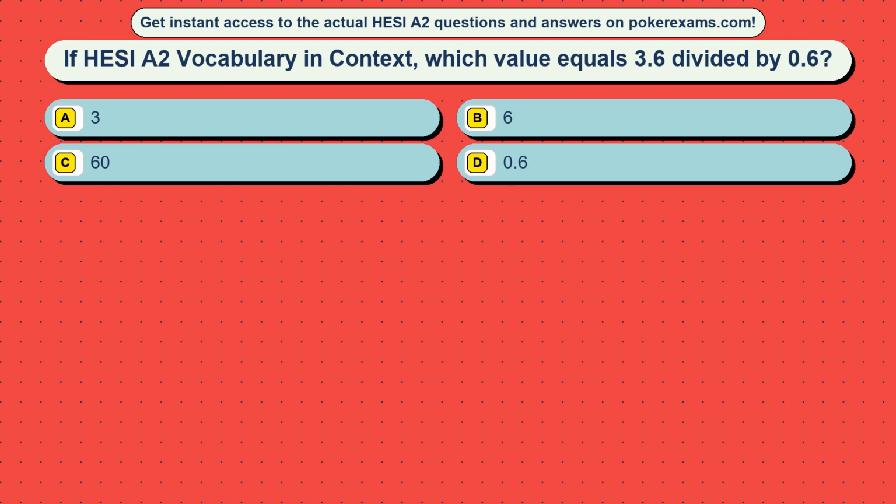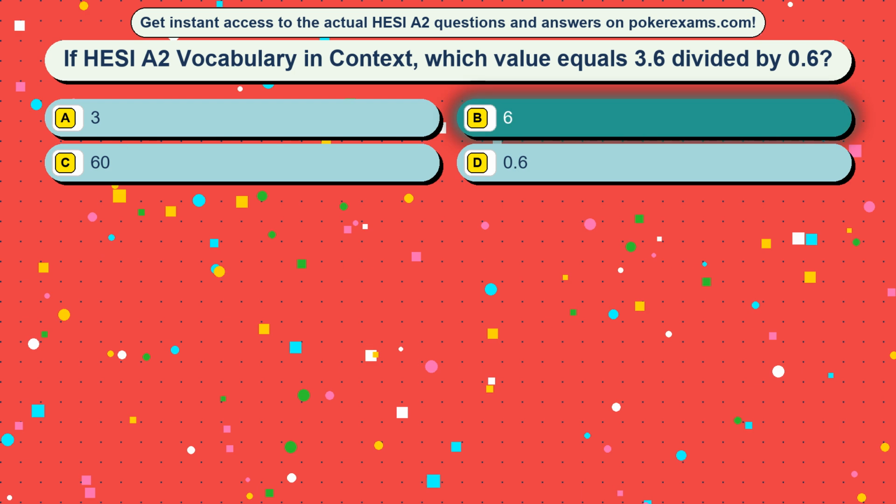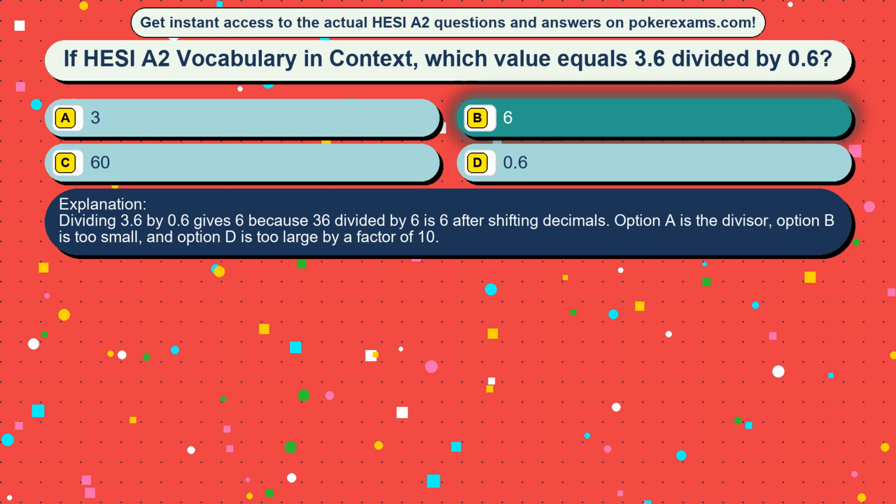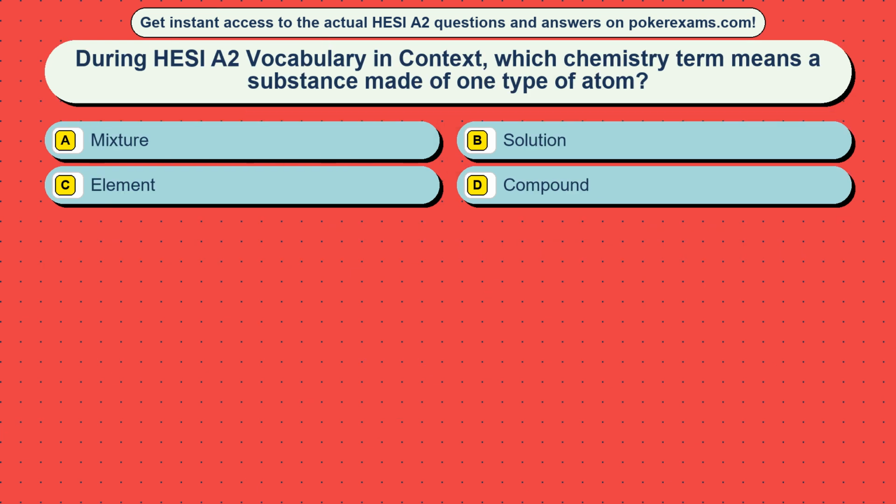Question 30. If HESI A2 vocabulary in context, which value equals 3.6 divided by 0.6? Option A, 3. Option B, 6. Option C, 60. Option D, 0.6. The correct answer is option B, 6. Dividing 3.6 by 0.6 gives 6 because 36 divided by 6 is 6 after shifting decimals. Option A is the divisor, option B is too small, and option D is too large by a factor of 10.